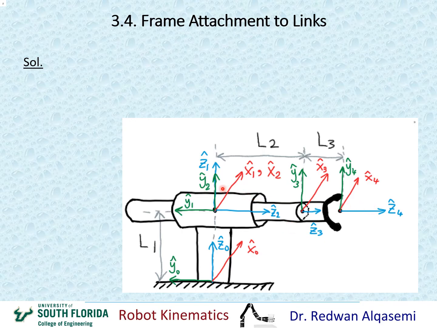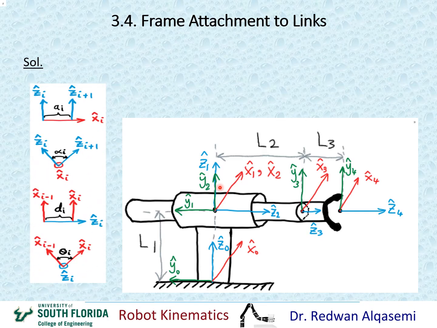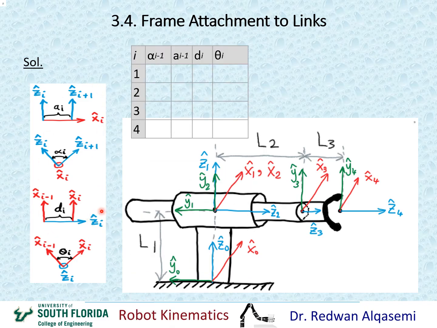Now we're ready to go ahead and extract the DH parameters. So I'm going to put my quick reference chart here for the DH parameters, and I'm going to put a table here that I can fill for the DH parameters. Again, this is alpha, A, D, and theta. Alpha and A are link parameters.